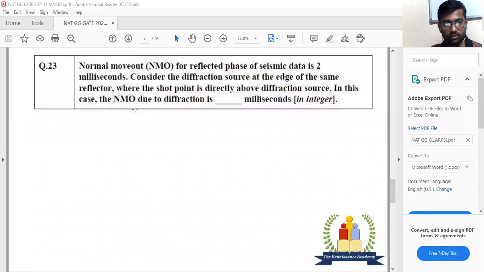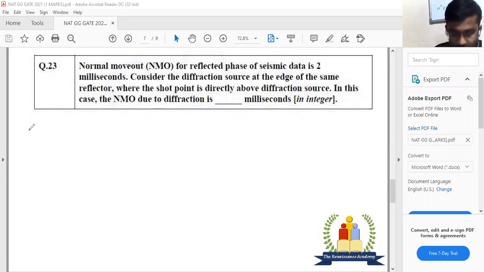Moving on, next question. Normal move out, NMO, for reflected phase of seismic data is 2 milliseconds. Consider the diffraction source at the edge of the same reflector where the shot point is directly above the diffraction source. In this case, the NMO due to diffraction is, fill in the blanks, milliseconds in integer.